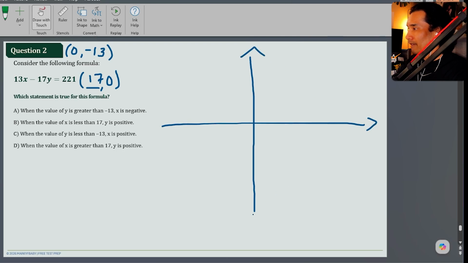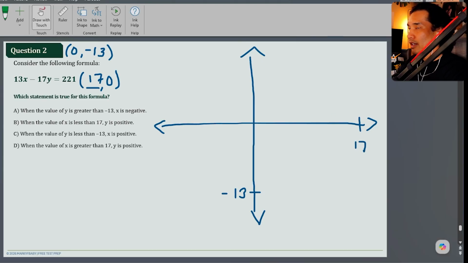You don't have to do these little lines here. I just like to do them. It makes my graph look neat. So I have 0, negative 13, and I'm just going to put that right here. Negative 13. Okay. And I have 17, 0, and I'm going to put 17 way over here.